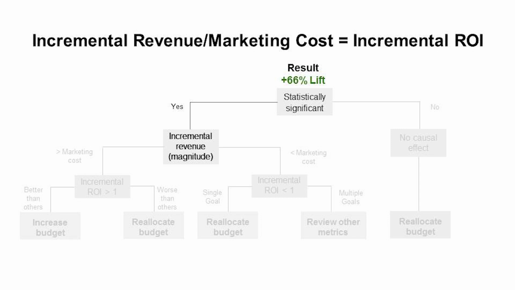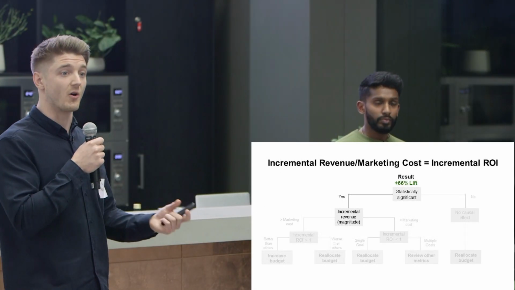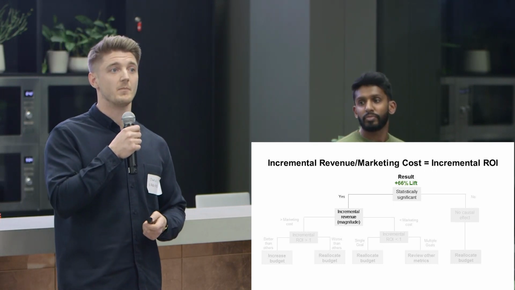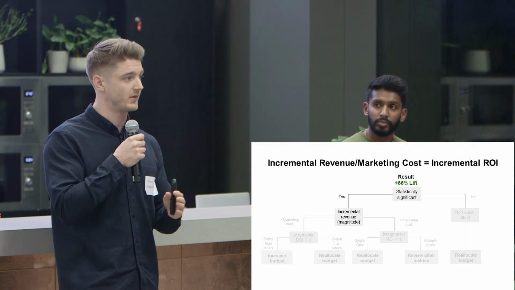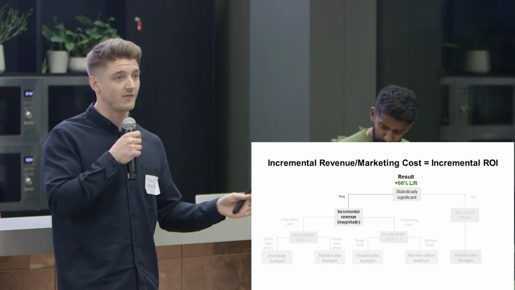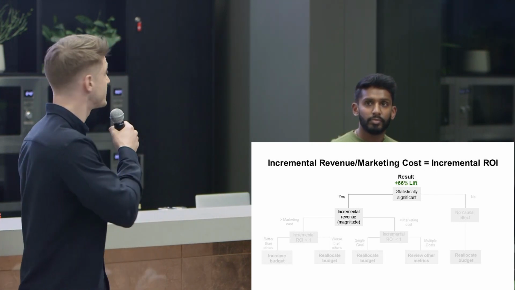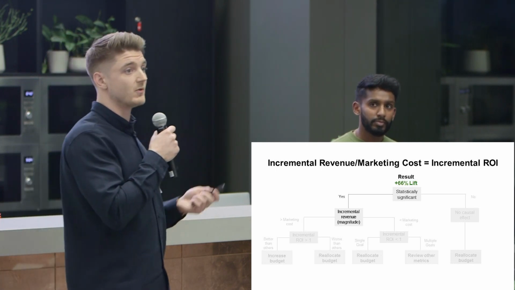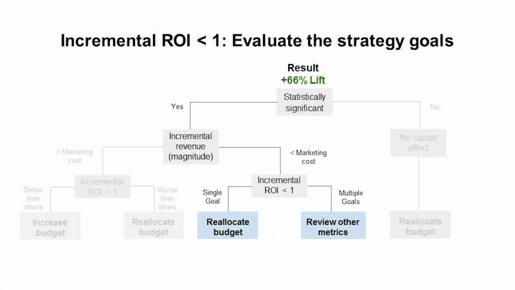If your result is statistically significant, the focus now shifts to the magnitude of the effect. So this translates into the incremental ROI, or the ROI that's caused by your marketing activity. This isn't going to be an exact number, so you want to express some uncertainty using a confidence interval. So you have a range of incremental revenue that you can be confident was caused by your marketing campaigns. Dividing this by your marketing cost gives you your incremental ROI, which you can use to make multiple decisions.